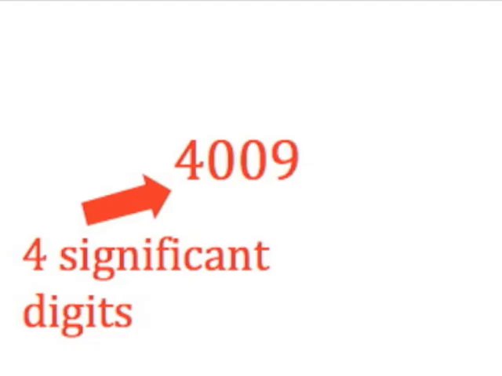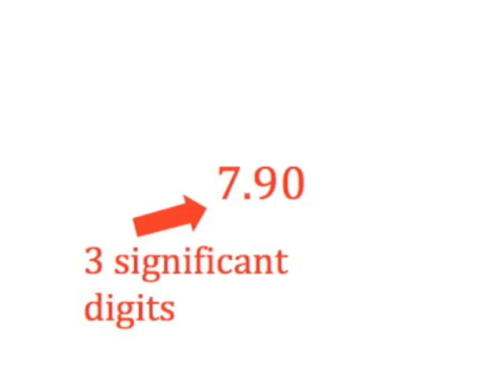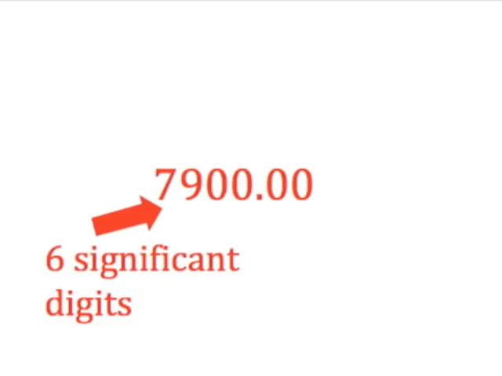So 4009 has 4 significant digits. Zeros placed after other digits but behind a decimal point are significant. So 7.90 has 3 significant digits because in this case, the 0 after the decimal point, because it's also after a significant digit, is significant. Sounds confusing when you say it, but if you look at the rules, it's not that difficult. Zeros that are at the end of a number but not after a decimal point are not significant.